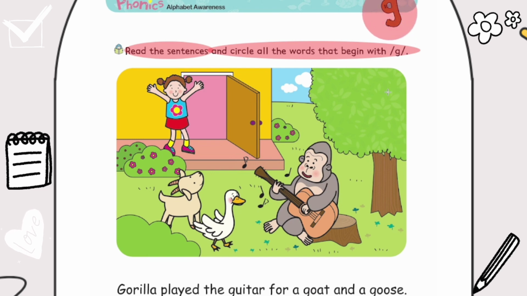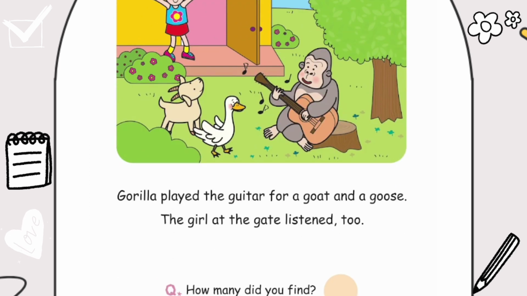Let's say that again. G, G, G, G. Good job. One more time. G, G, G, G. Awesome! Now let's read the story.